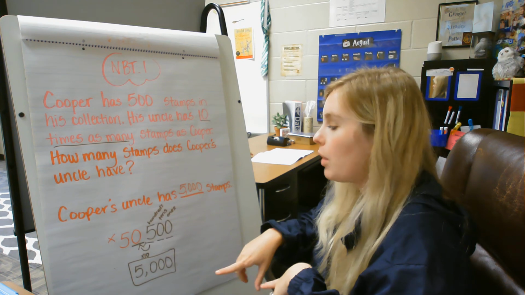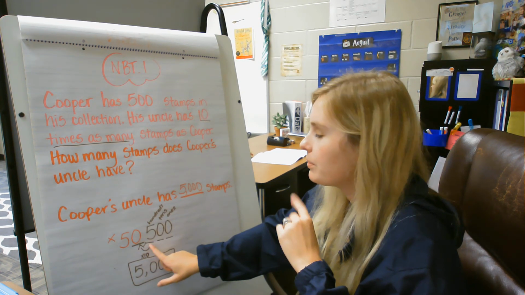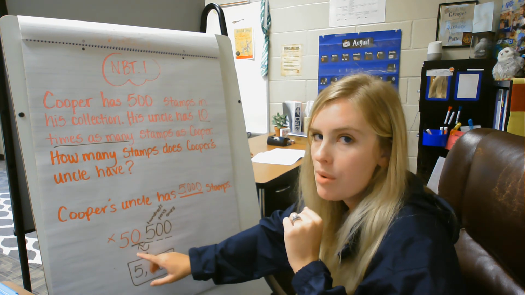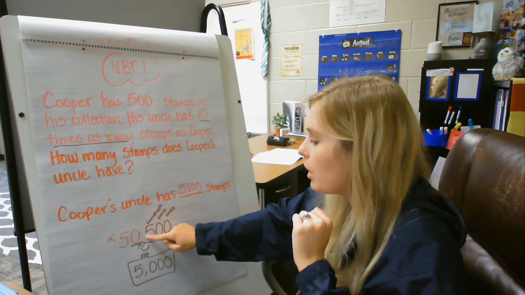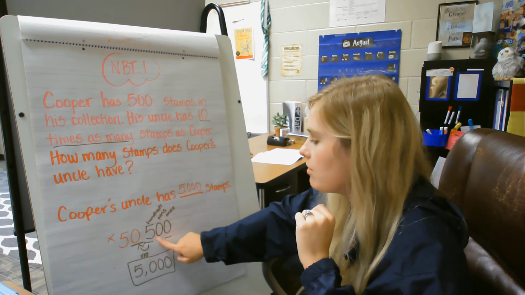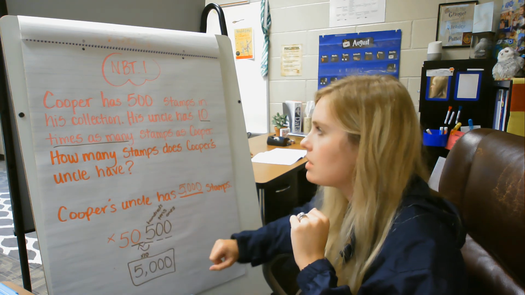Just remember that we're multiplying the place values. We're not multiplying the actual number, like not 5 times 10 and putting 50 here. That's not what we did. We did 500 times 10 is 5,000. We're just looking at place values.